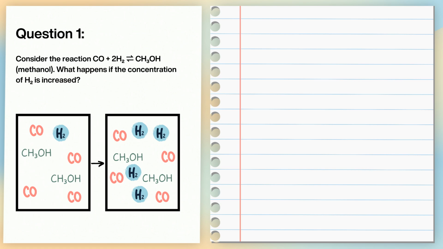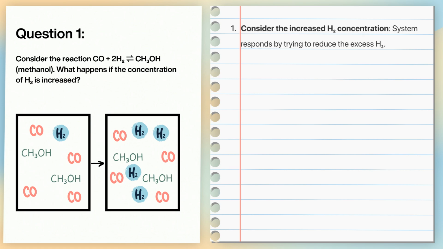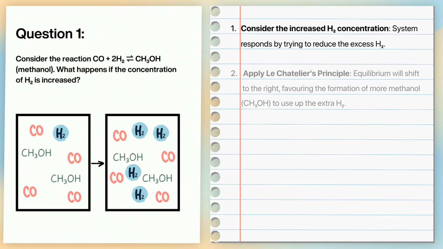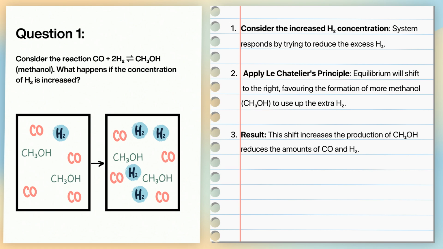Now, let's go through the answer. When the concentration of H2 is increased, the system will respond by trying to reduce the excess H2. According to Le Chatelier's principle, the equilibrium will shift to the right, favoring the formation of more methanol to use up the extra H2. This shift increases the production of methanol and reduces the amounts of CO and H2.